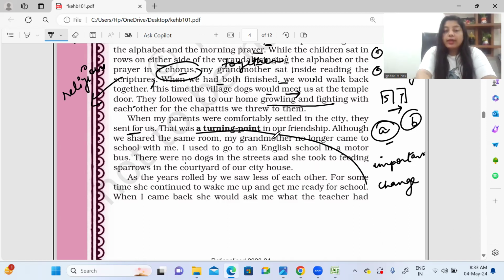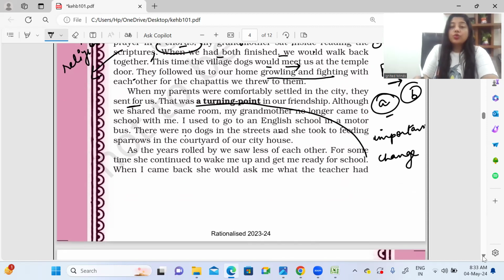Although we shared the same room, my grandmother no longer came to school with me. I used to go to English school. So now here there is a difference. When the grandmother and the narrator shifted to the city, the grandmother did not accompany him to the school. Why? Because now the narrator has changed his school to an English school, and there was no temple near it. Until now, the grandmother used to follow the narrator because there was a temple also. She used to read scriptures sitting there. But now the situation has changed. They have gone to a big city. Now he is going to a very good English medium school, and grandmother cannot follow him in a motor bus.